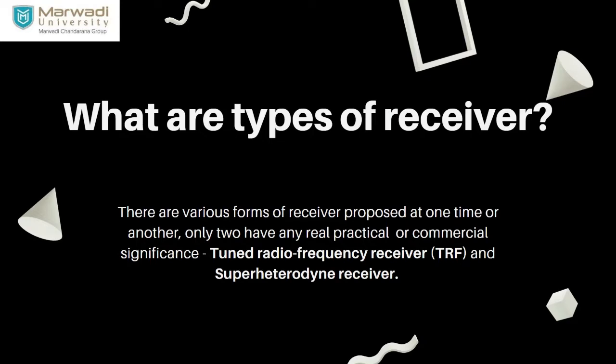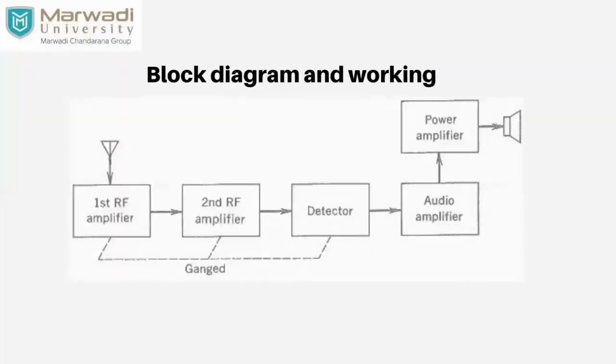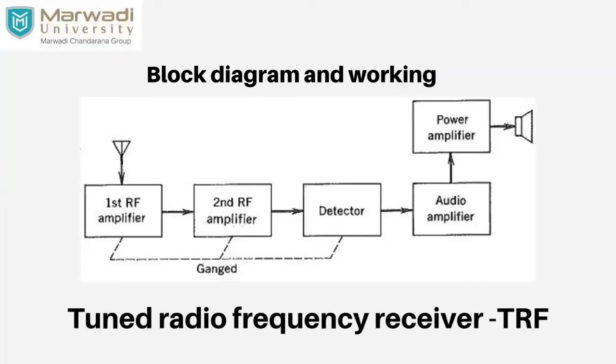So first we will see what is the TRF receiver and how it is working. This is the block diagram of the TRF receiver. First is the antenna, and there may be one or two or three RF amplifiers, radio frequency amplifiers, then after that the detector, and then again an amplifier.